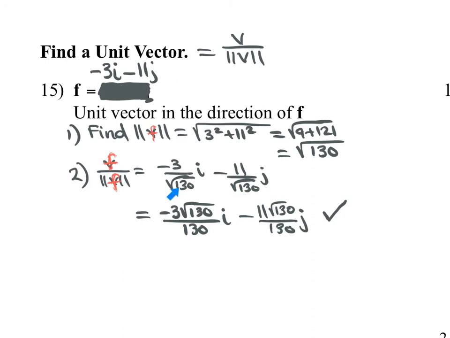And of course, we can't leave radicals in the denominator. So after multiplying the top and bottom by the square root of 130, we get this bottom line here. It's negative 3 square root of 130 over 130 i minus 11 square root of 130 over 130 times j.